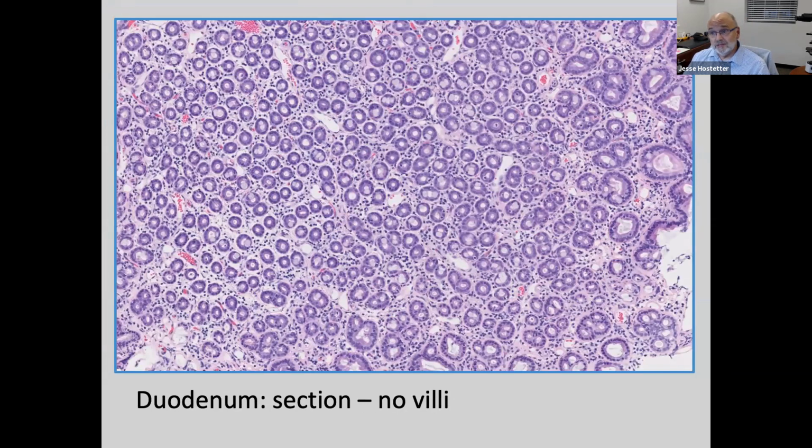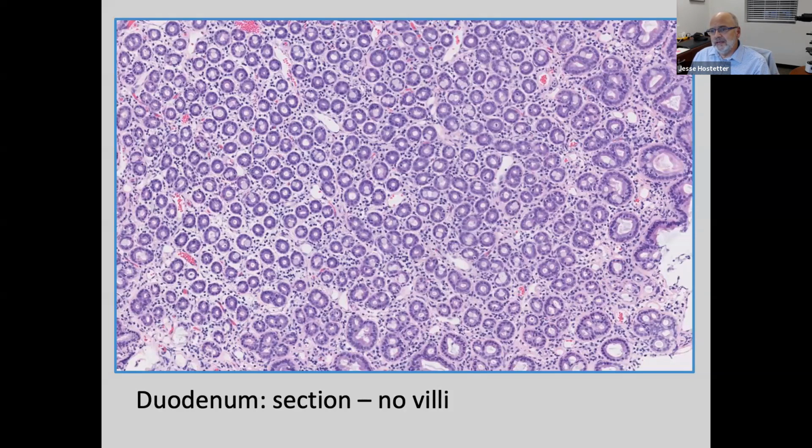Sometimes we see this, and this is, I don't think, much better. This is a section that was really taken parallel to the wall of the stomach. So you don't have any villi. In fact, all you have is crypts. It's really hard to get your orientation here.